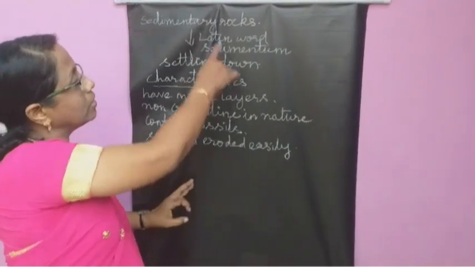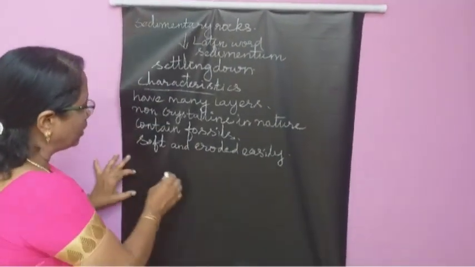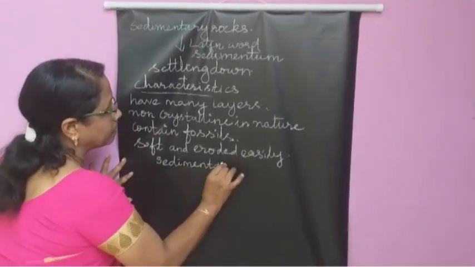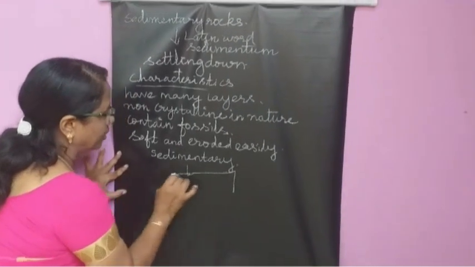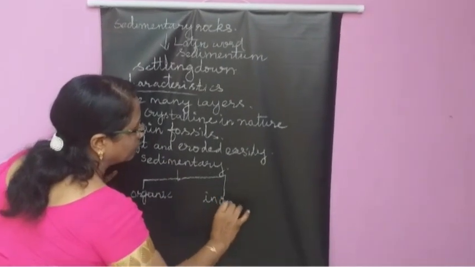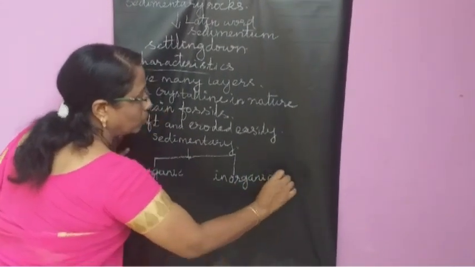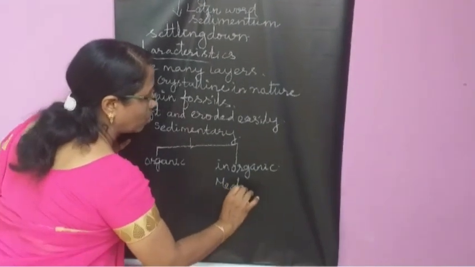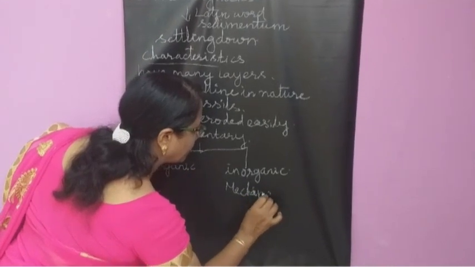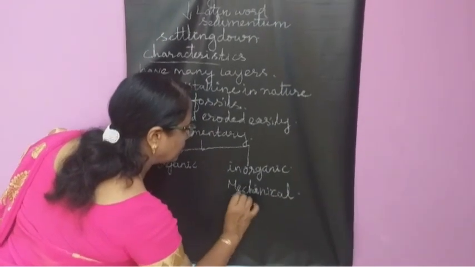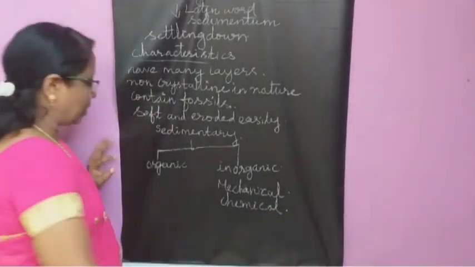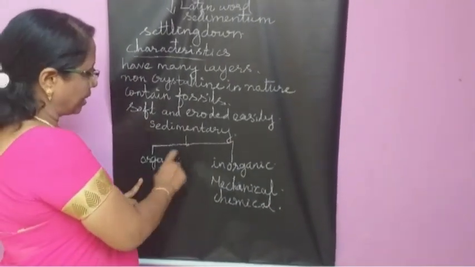Next we are looking into types of sedimentary rocks. It is classified into organic and inorganic, as we have already seen. Inorganic, how many types? There are two types: mechanical sedimentary rocks and chemical. Mechanical and chemical.